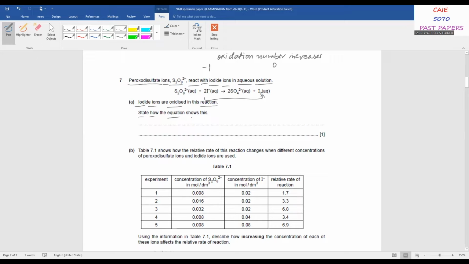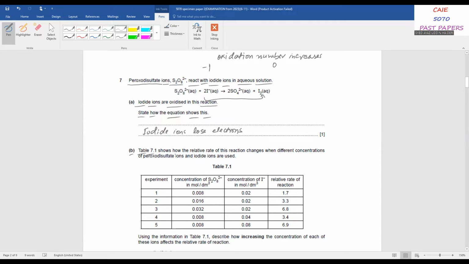State how the equation shows this. Looking at the equation, you can easily write that iodide ions lose electrons. Iodide, don't write iodine. Iodide ions lose electrons. The minus charge means it has one electron, so if it's moving to the 0 side, it means it has lost that electron.